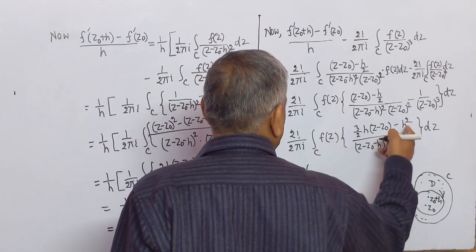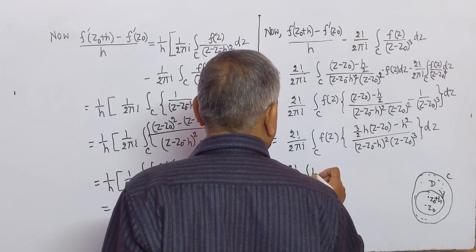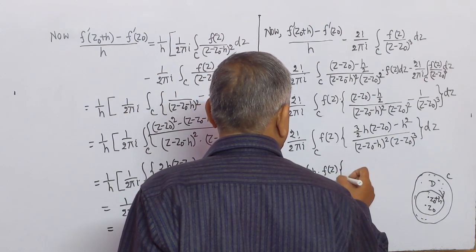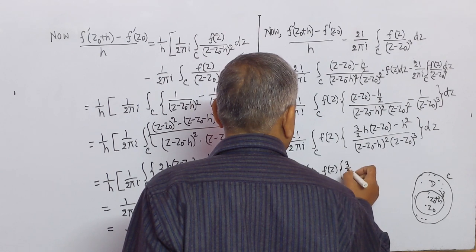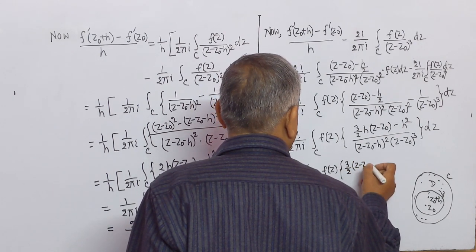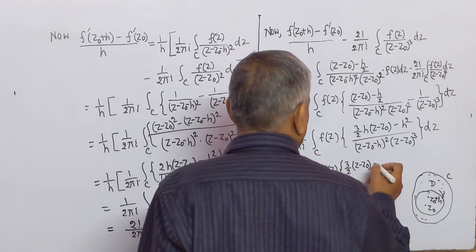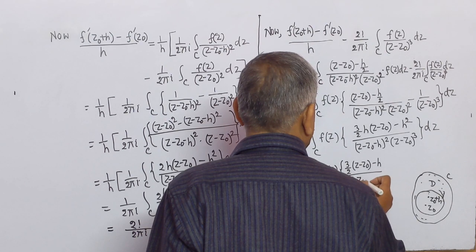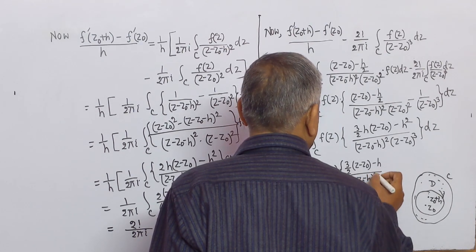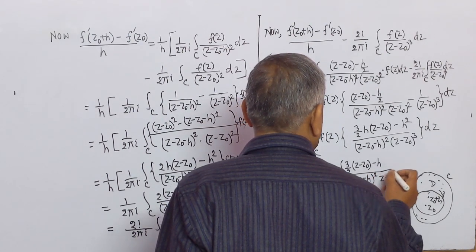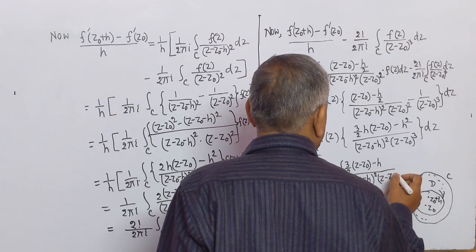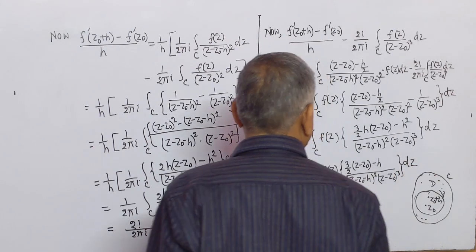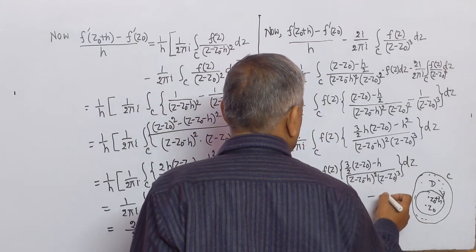Here we take h common, multiplied by f(z) times [3/2 (z − z0) − h] / [(z − z0 − h)² (z − z0)³] dz. Let this be number 3.